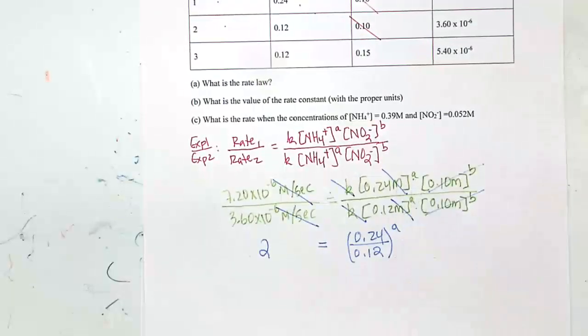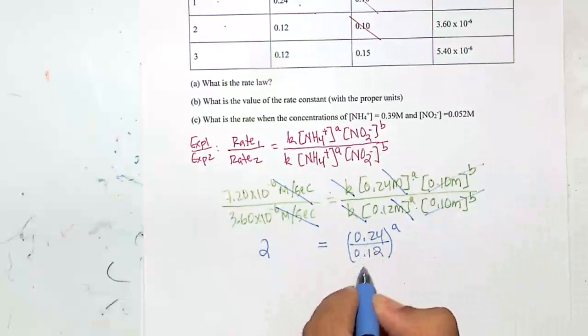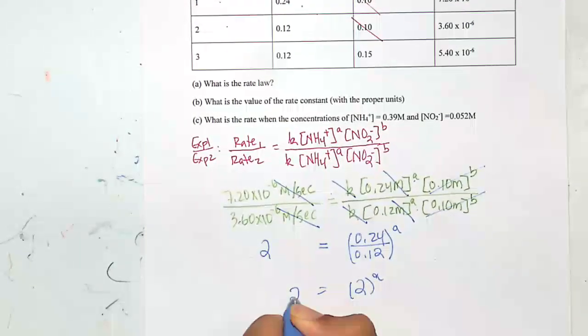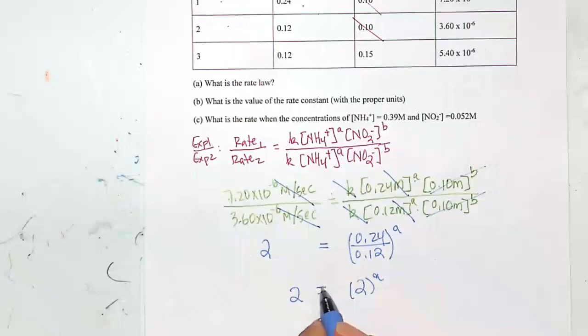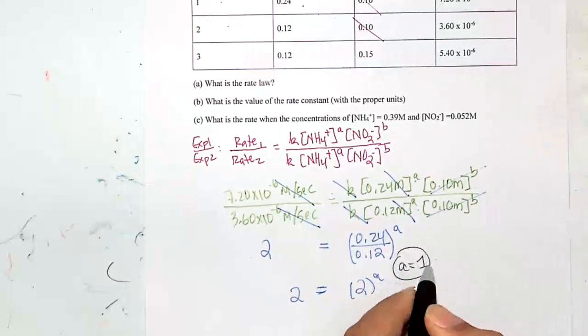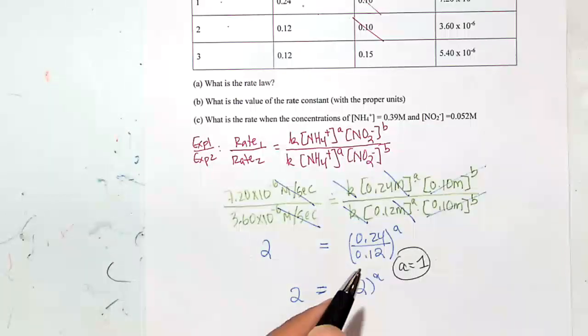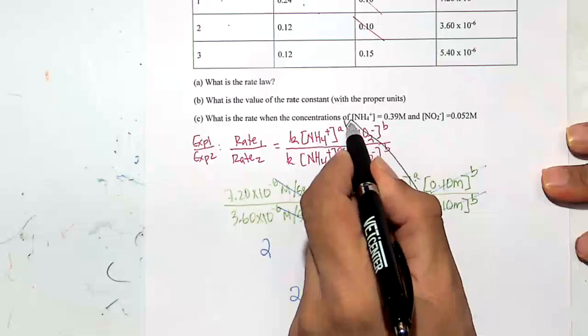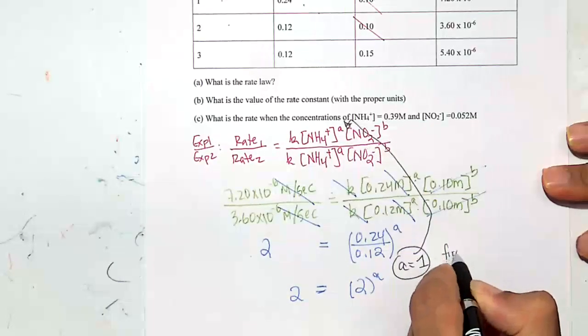I'm just taking the exponent A and pushing it out. So 0.24 divided by 0.12 is 2, to the power of A, is equal to 2. So 2 to the power of what is equal to 2? 1. Very good. So NH4 plus decays with first order kinetics. So that rate law sheet with all the equations, you're going to use the first order. First order decay.